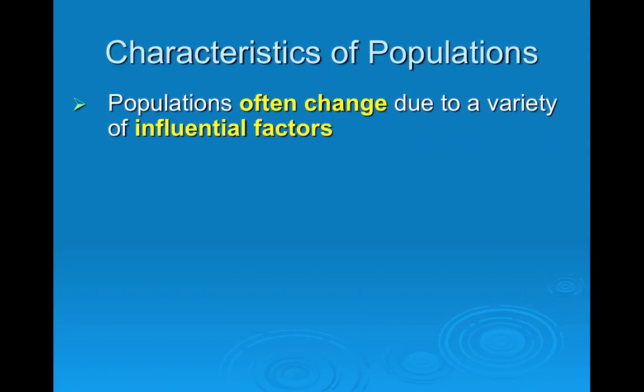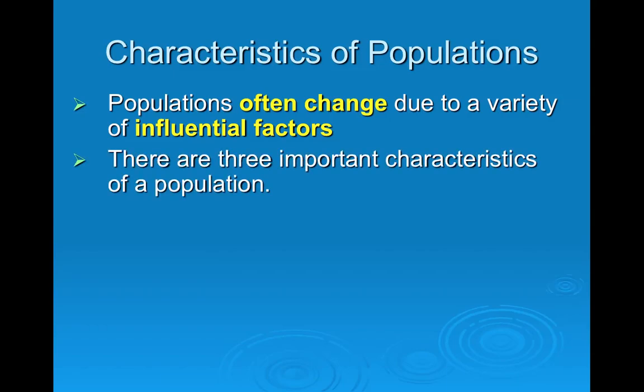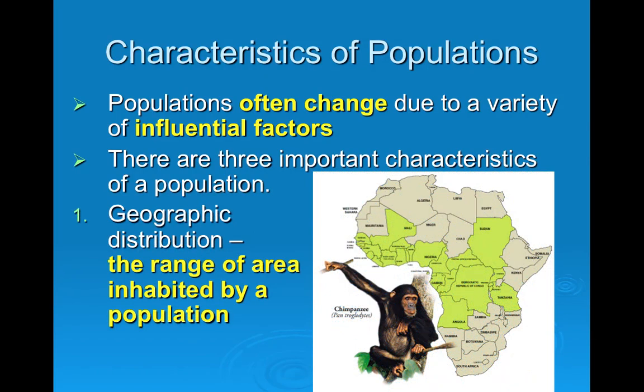So what affects populations? Populations often change due to a variety of influential factors, and there are 3 main influential characteristics. The very first one is geographic distribution, and geographic distribution is just the range of an area inhabited by a population. For example, here on the right-hand side we have the chimpanzee, and the chimpanzee lives primarily in Central Africa. There are several factors that affect why the chimpanzee lives just in this area.